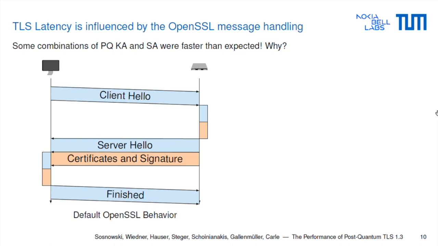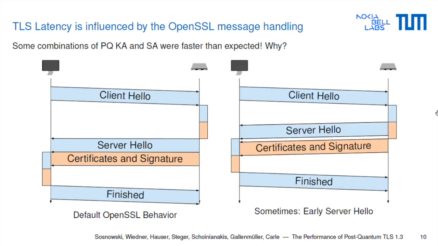The strange thing was sometimes we observed a different pattern, and that looked like this. It would start with the client hello again, the server computes the key agreement, but now the server would immediately send back the server hello and only then compute the rest of the handshake and send the certificates and the signatures in a separate message. Not a big difference, but you can see that the right version is slightly faster.